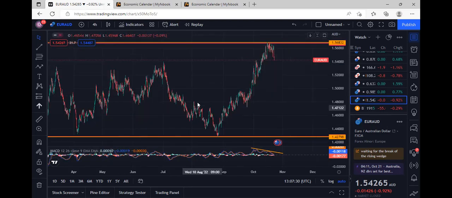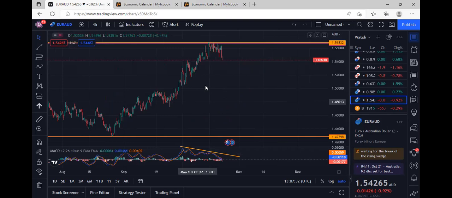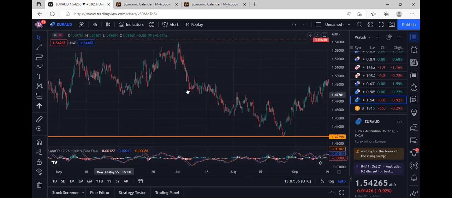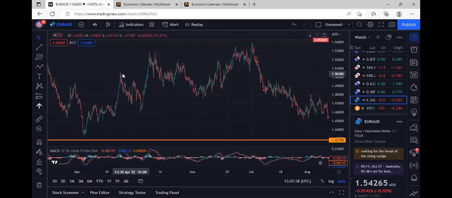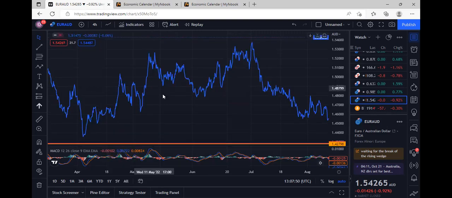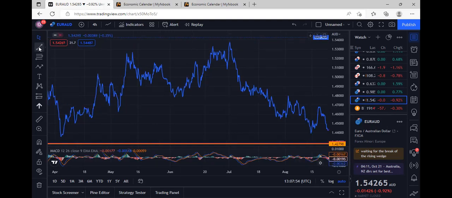So what do I mean by break of structure? I've just shown you structure. Now I need to show you break of structure. What do we mean by break of structure? Let me go to my line chart. Okay. So let's say you saw a market that was trending up like this.